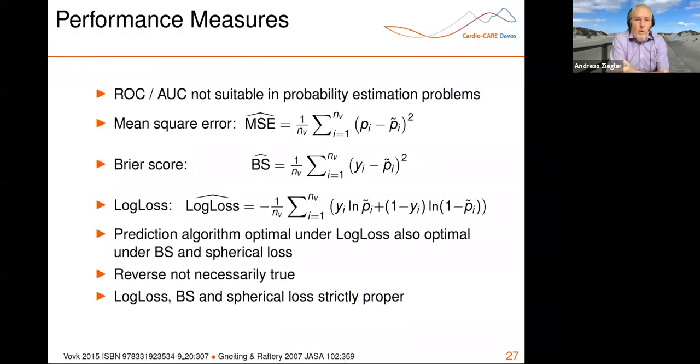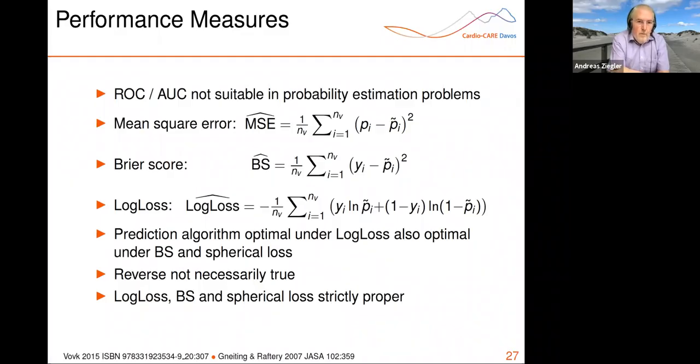Now, if we want to compare machines, then of course we need to have measures to estimate the performance of the machine before we can do a comparison of several machines and different calibration approaches. And the first statement I would like to make is that here we are interested in estimating probabilities. So the clear statement is: if you do a classification and use the AUC, the area under the curve of the ROC curve, the receiver operating characteristic, then these are not deemed suitable in probability estimation problems.